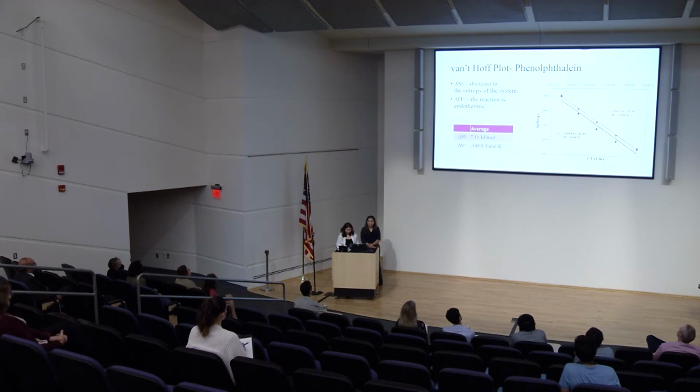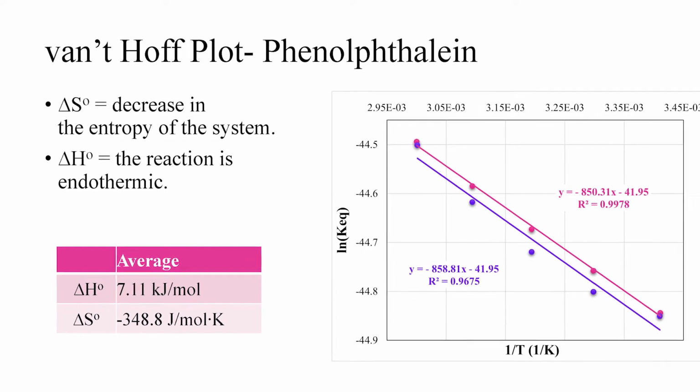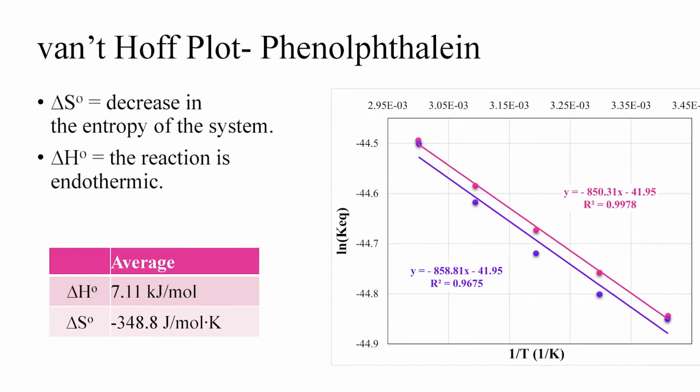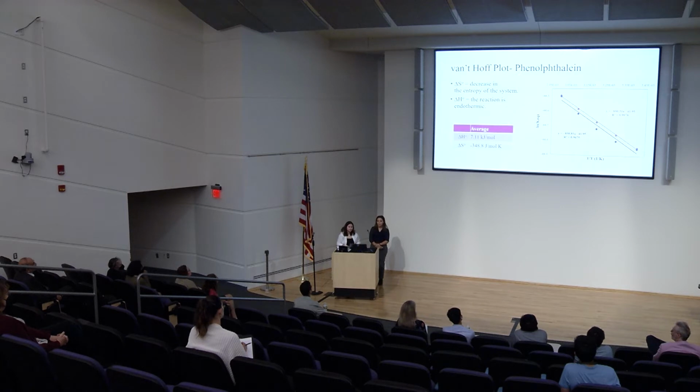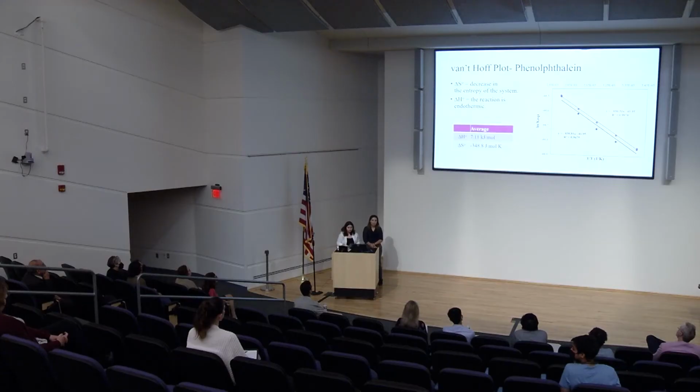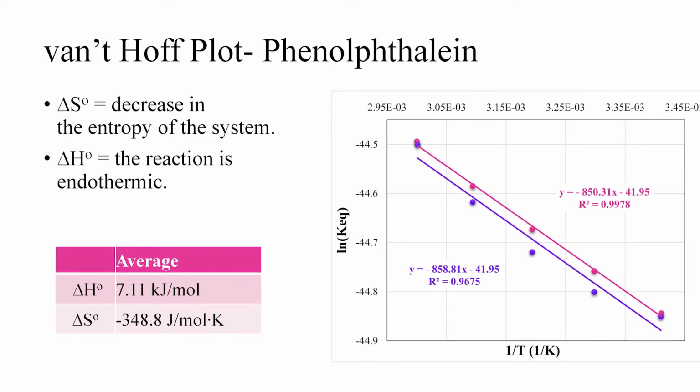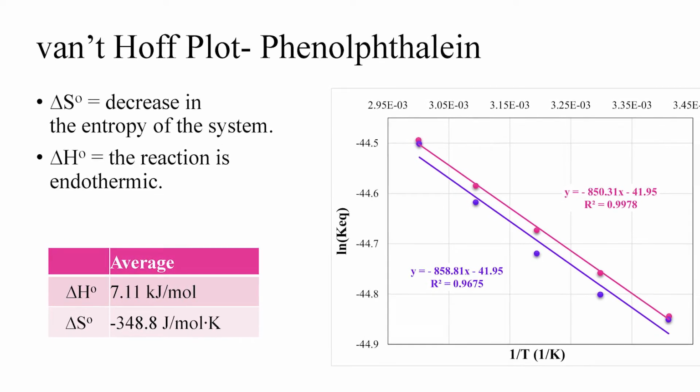And here, for phenolphthalein, the Van 't Hoff plot is as shown there. The most important items here are that we got the enthalpy to be positive, which would be characteristic of an endothermic reaction, while the entropy was negative, which just shows that the entropy in the system is decreasing and is characteristic of a non-spontaneous reaction. Both of these go against how it would behave naturally, mostly.